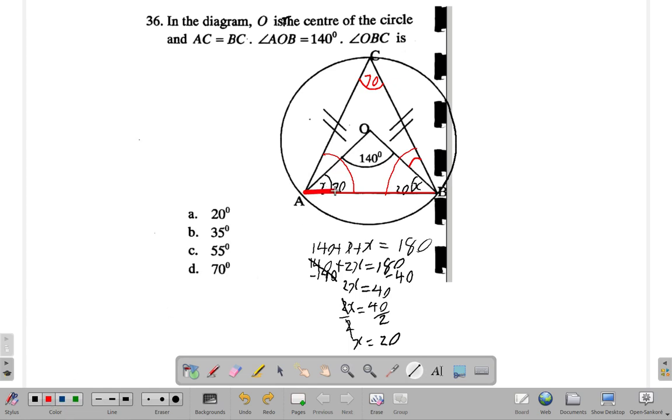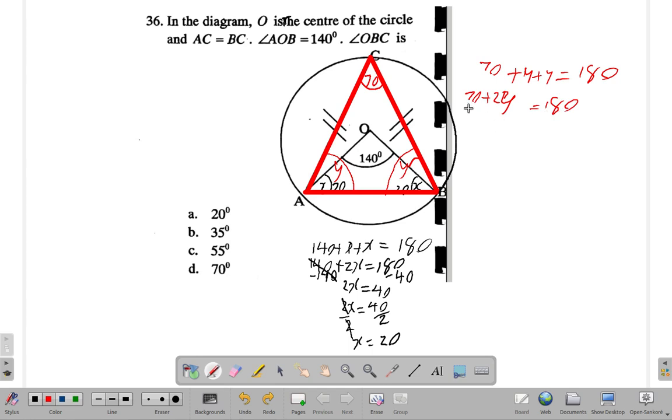So the triangle that we're talking about here is the triangle ABC. Now this 70, what we have here is 70 plus, call this y, plus y equals 180. So y plus y is 2y, 70 plus that equals 180.